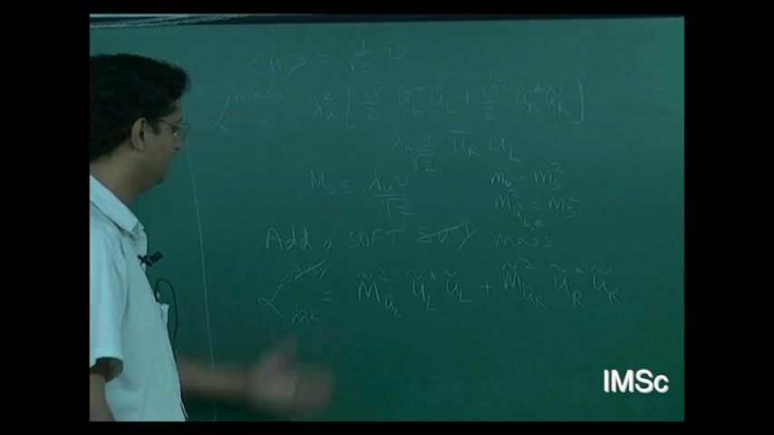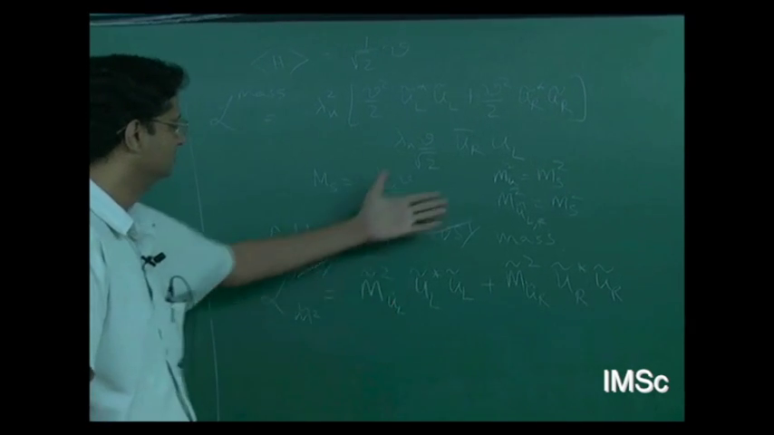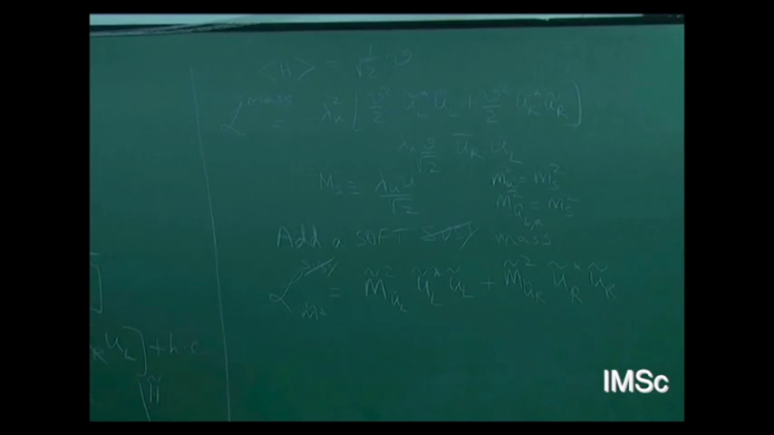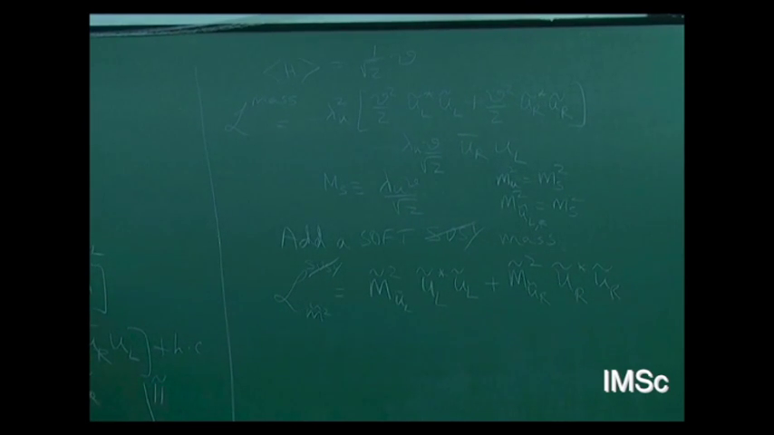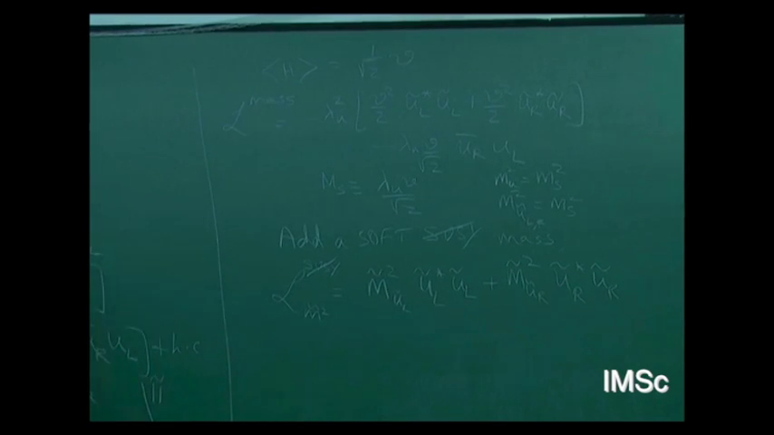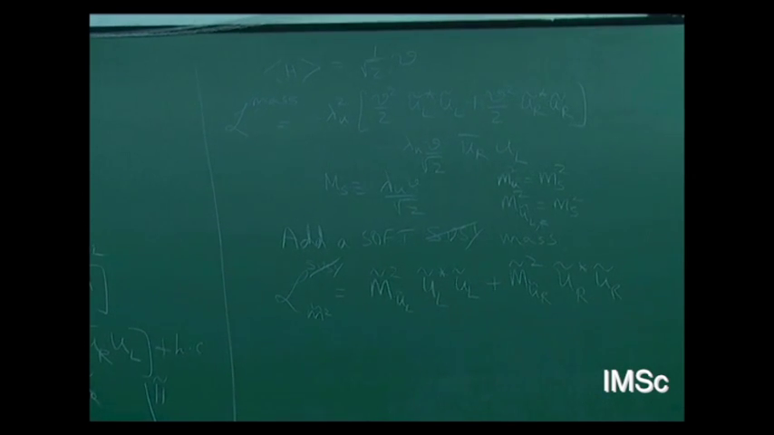There is no way around it. I have to add this kind of a term because I want to destroy the degeneracy of fermions and scalars. So this is what is called a soft breaking term, a soft breaking mass. And so when we go to the MSSM, we'll add such masses for all of the particles in the standard model and make them heavy.